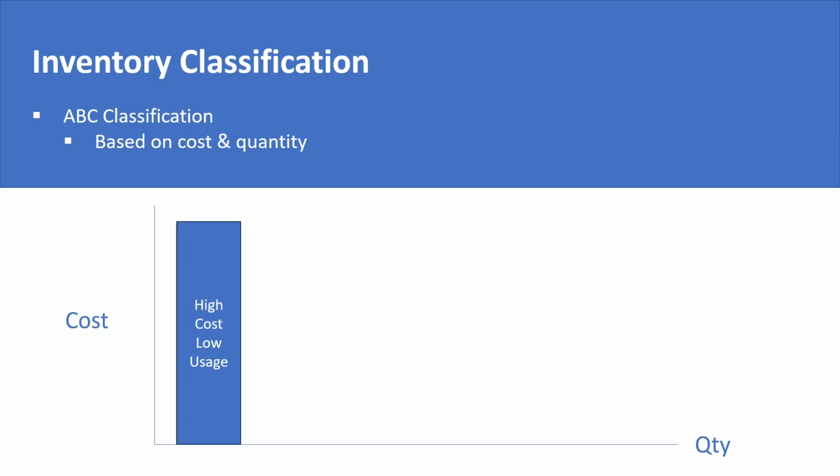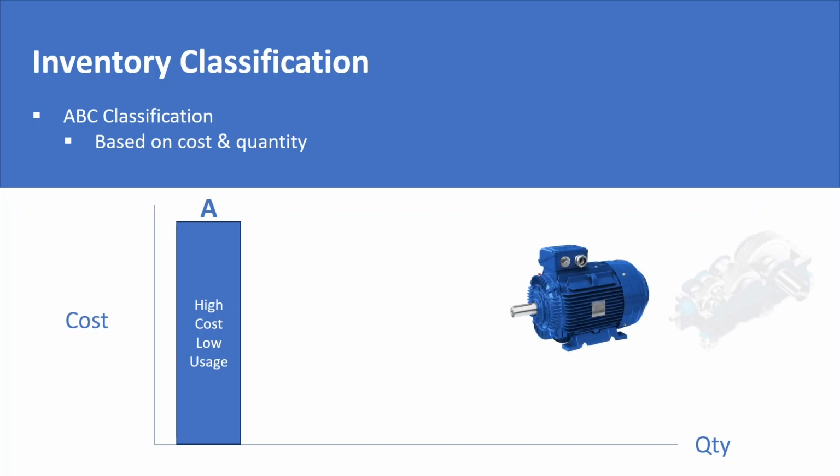These spare parts or inventory items are called Category A inventory. Take example of a heavy-duty induction motor or gearbox. They don't fail that often, but are very costly and critical. Therefore, at least a few spare parts have to be maintained.